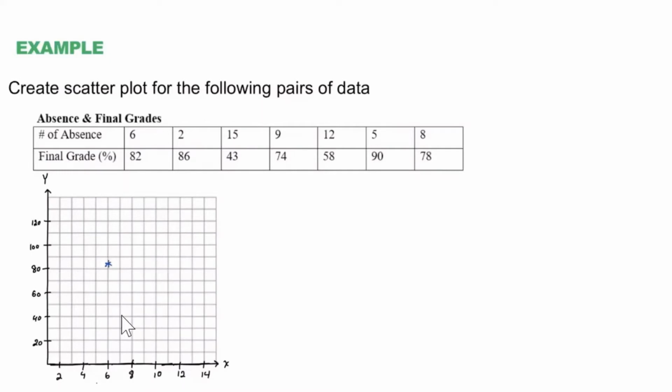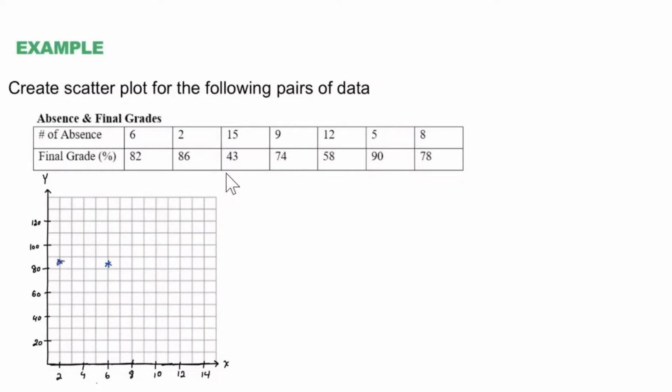Next, we have 2 and 86. When it is 2, it is 86. It's a little above that. Okay, this line is 90, by the way, 80, 90, 100. So 2 and 86. When it is 2, it is 86. Maybe that is the point.